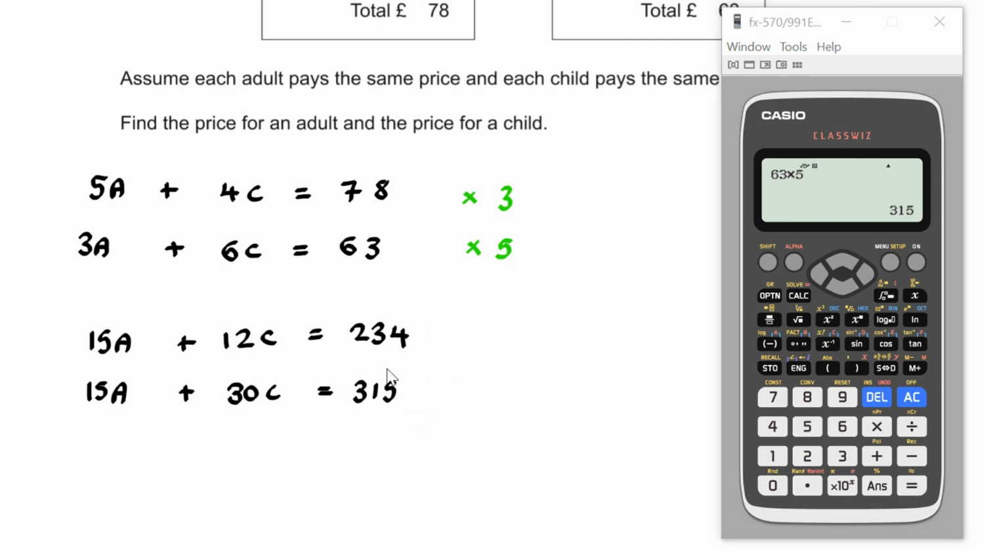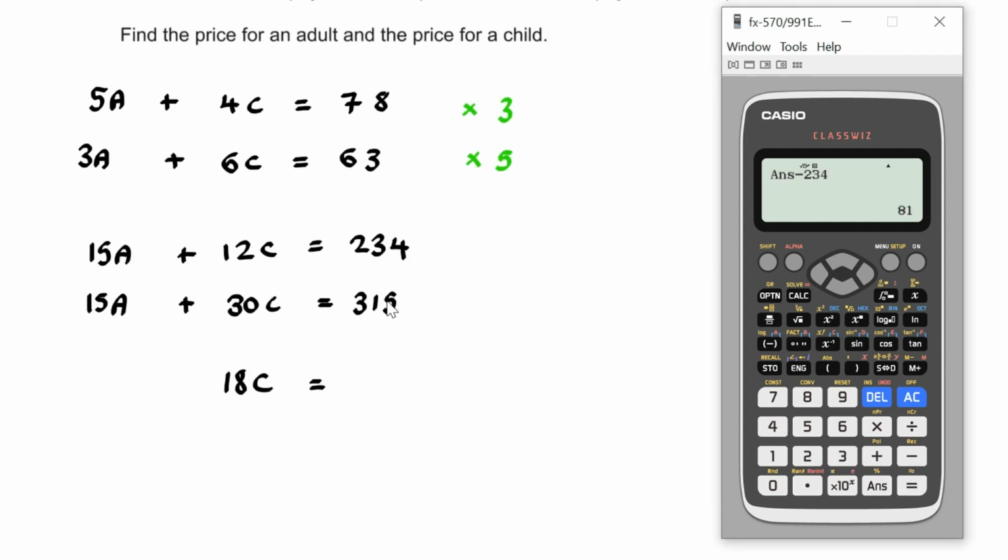So now if we subtract these equations, 30 take away 12, that's 18. So we've got 18c equals 315 take away 234, which is 81. So therefore, c is equal to £4.50. So a child ticket costs £4.50.